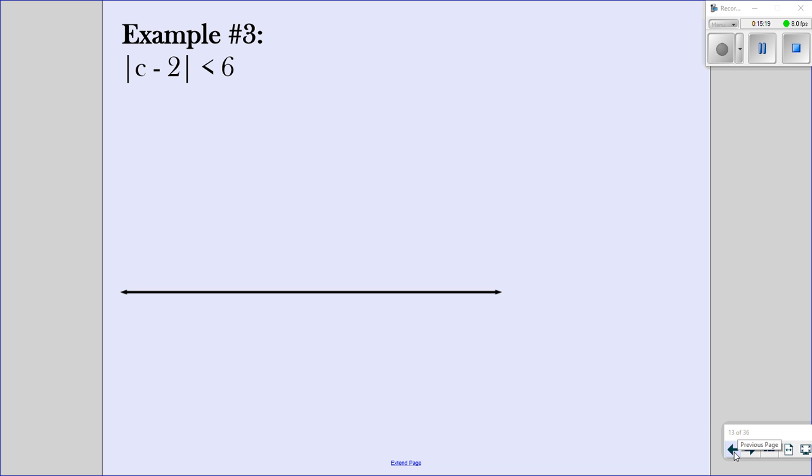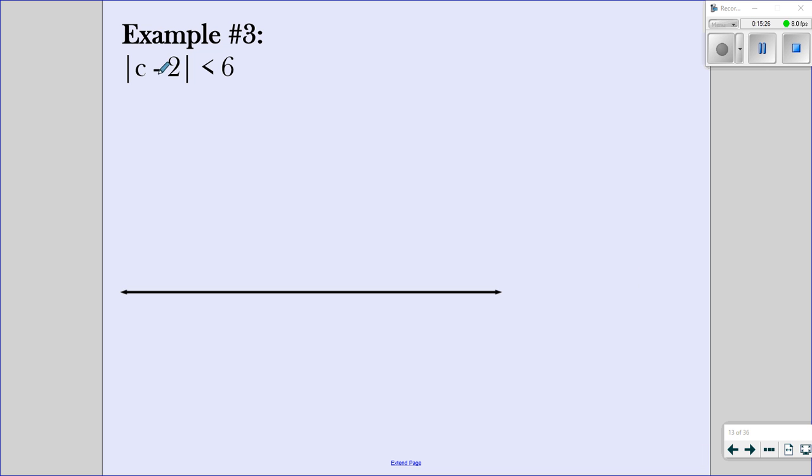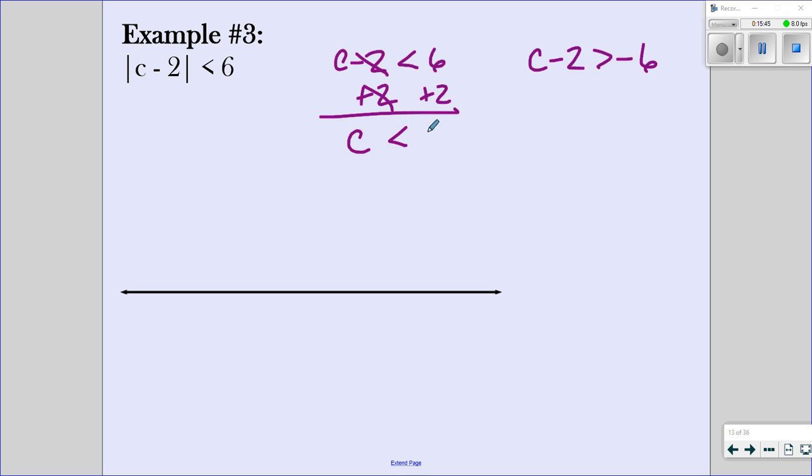So we're just going to do a few examples, so that way you get an idea. Okay, so just follow along. So again, there's going to be two answers. This is an absolute value inequality. So I'm going to have c minus 2 less than 6, and the other one will be c minus 2 greater than negative 6. And I'm just going to solve. So I'm adding 2 on both sides. I get c less than 8. And then the same thing, I'm adding 2 on both sides. And I'm going to get c greater than negative 4.